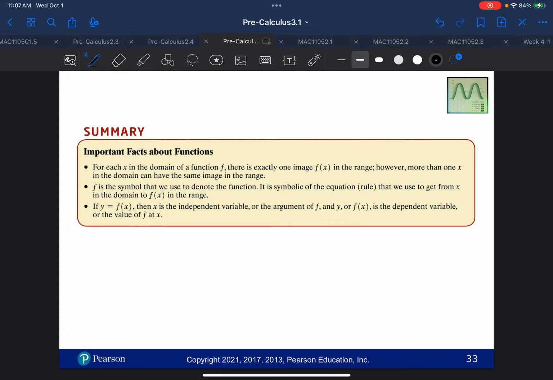All of these important facts about functions we've kind of already talked about, so you can pause and read this on your own if you'd like.